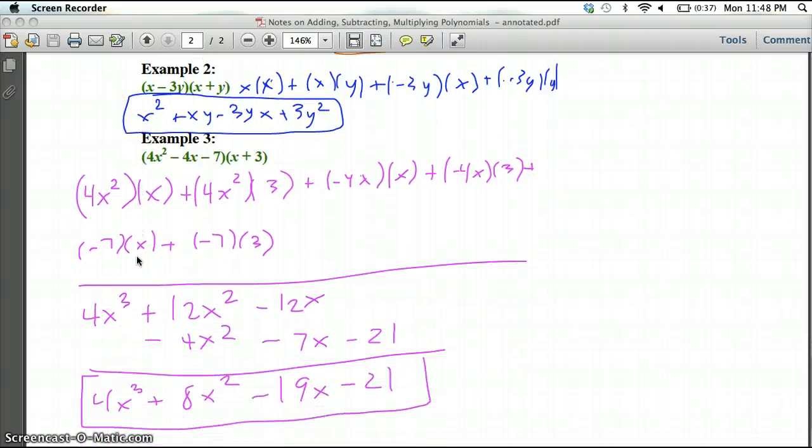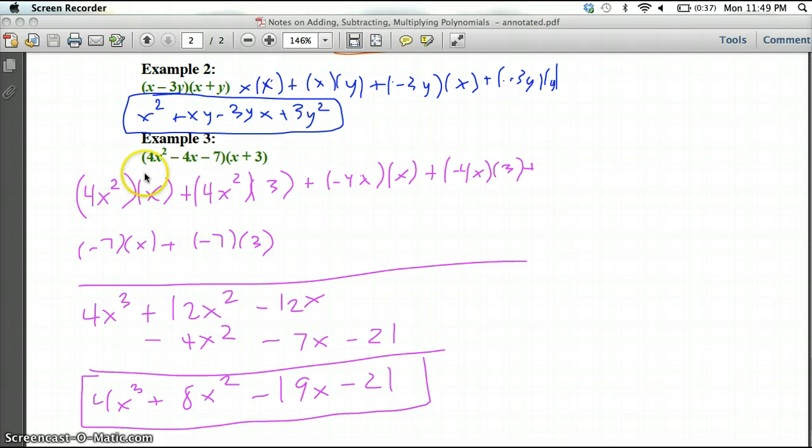Now let's look at example 4. So remember, we're going to take each value and multiply it by the 2 terms in these parentheses. So I'm going to take 4x squared times x, which I did here. Then I'm going to take 4x squared times 3. Plus, now I'm going to deal with my second number, a negative 4x times x and a negative 4x times 3. Plus, now I'm going to do my third number, a negative 7 times x, and then negative 7 times 3.